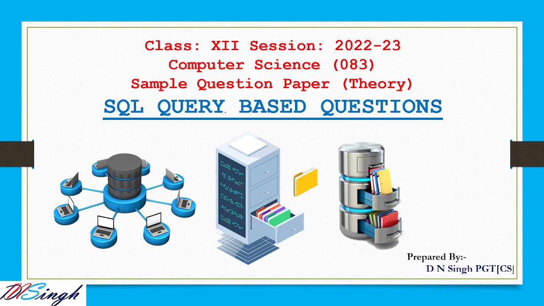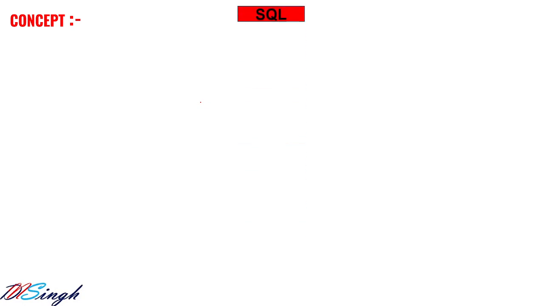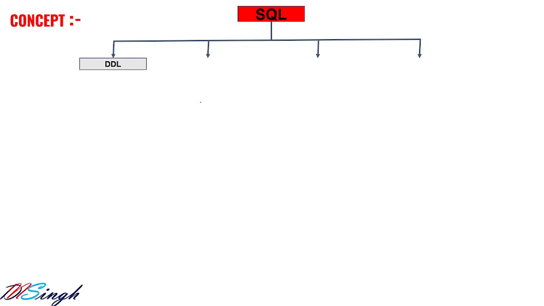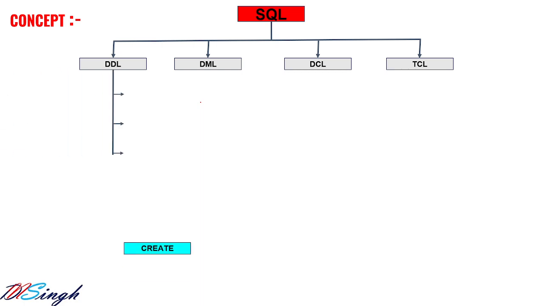So without further ado, let us move ahead and discuss a little bit of concept. In this video we are going to discuss some SQL commands. SQL is divided into four types of commands. First one is DDL, next is DML, next is DCL, and next is TCL. DDL means data definition language, DML means data manipulation language, DCL means data control language, TCL means transaction control language. DDL has three parts, that is create, alter and drop.